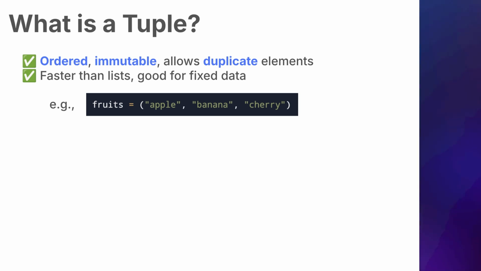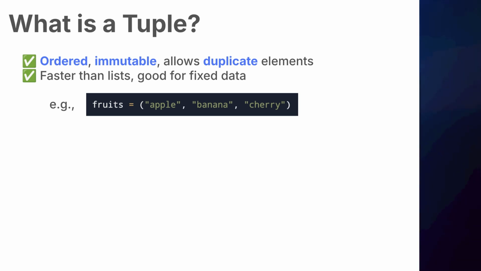Why use a tuple instead of a list? When you don't want the data to change, it's faster than a list. It's safe. No one can accidentally change the values.